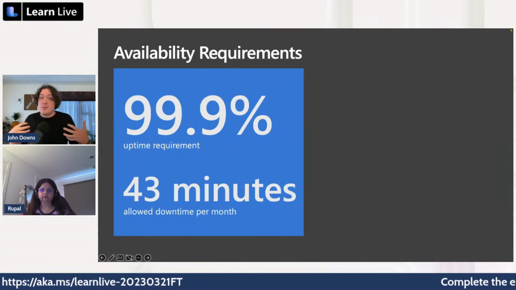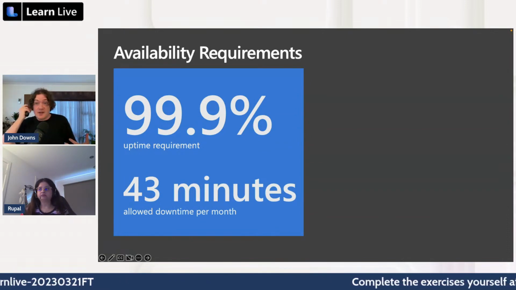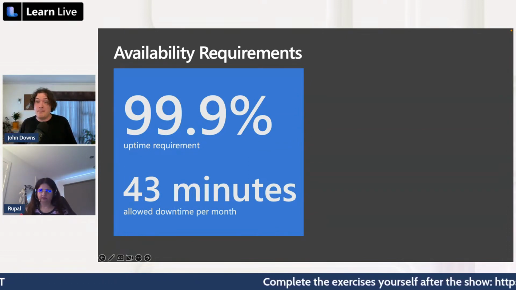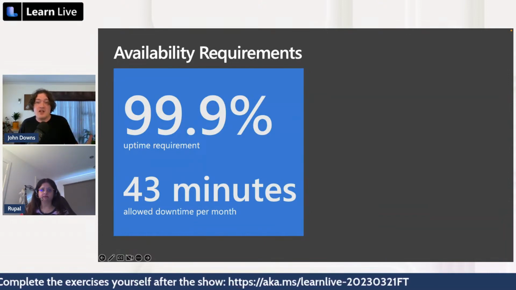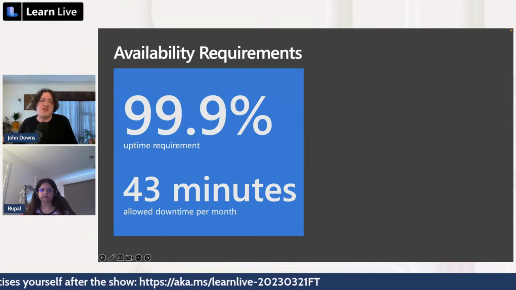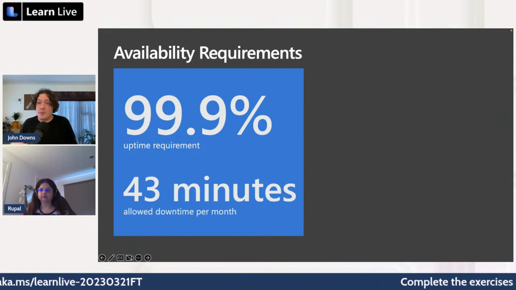Now, the way that we typically represent our availability requirements is through a percentage of uptime. And normally we measure that by convention over the course of a whole month. So let's say we need 99.9% uptime, which is fairly standard for many systems. That means that we're allowing for about 43 minutes of downtime per month.